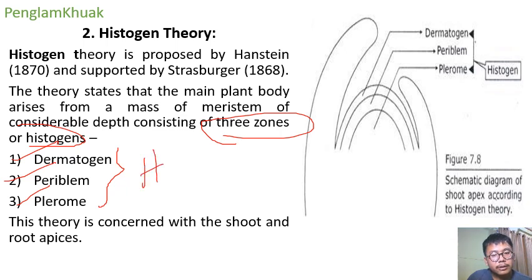This theory is concerned with the shoot and root apex because it is applicable in case of shoot apical meristem and root apical meristem. Keep in mind, and one more important point is that this Histogen theory is not applicable in case of angiosperm, but it is applicable in case of gymnosperm and some lower plants. The three zones are dermatogen, periblem and plerome.